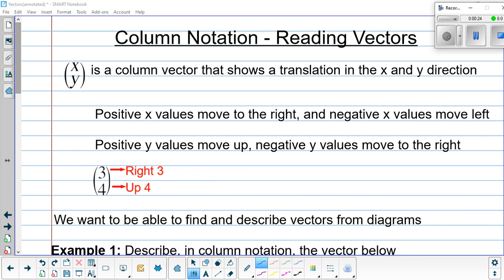Doesn't matter. So positive x values move to the right and negative x values move to the left, just like our coordinate system on a graph, right? On an XY graph, we have positive x to the right and negative x to the left. We have positive y up and negative y down. So if you ever forget how a column vector is set up, what do the positives and negatives mean? Just draw yourself a little axes.